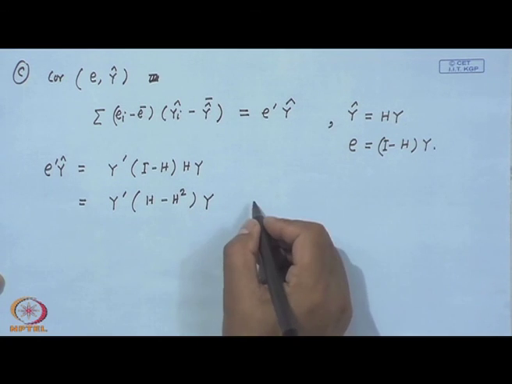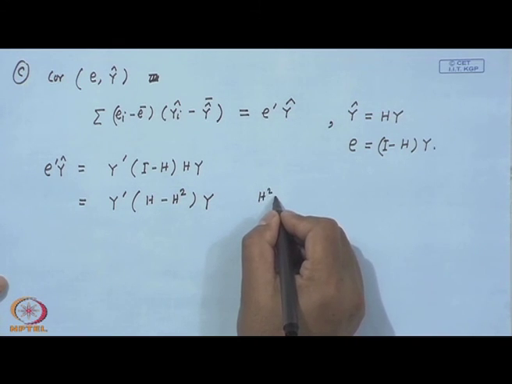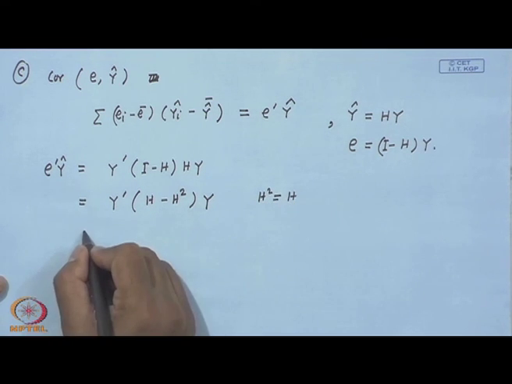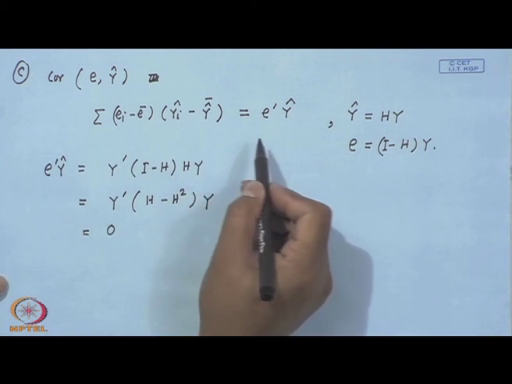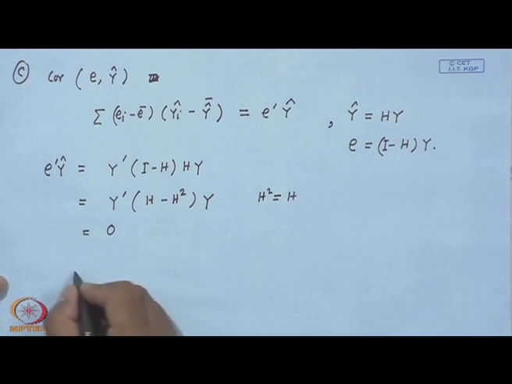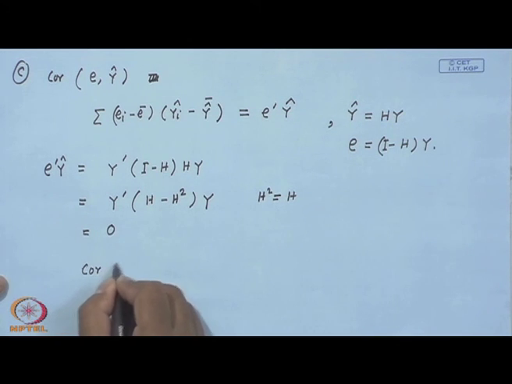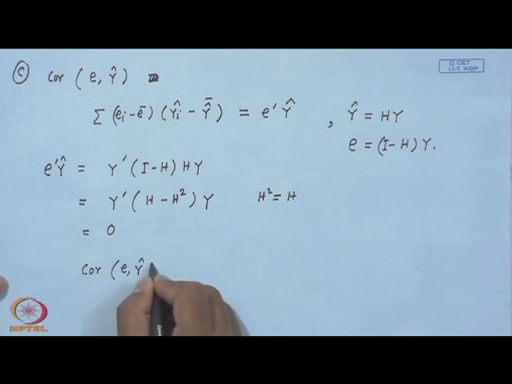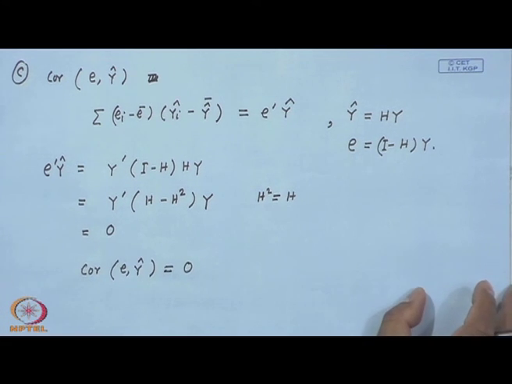Now, see this H is a hat matrix. H is an idempotent matrix, so H square is equal to H. That is why this is equal to 0. So, you can see the covariance is equal to 0. This is the numerator of the correlation expression, so the correlation between E and y hat is equal to 0 because of this fact. Okay. So, we are done with the first problem.